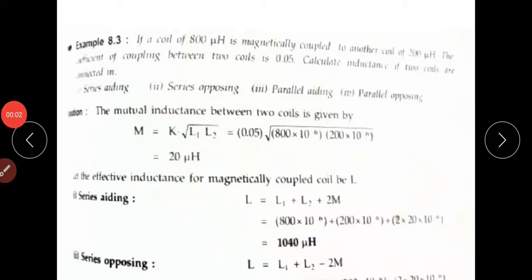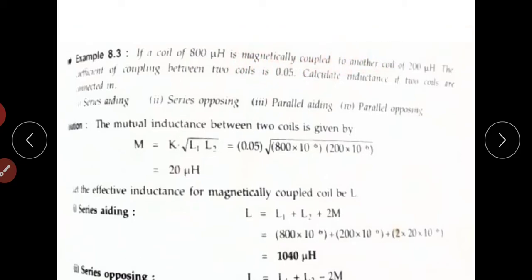Okay, now I would like to explain the problems on inductance. The first one: a coil of 800 microhenries is magnetically coupled to another coil of 200 microhenries, and the coefficient of coupling between the two coils is 0.05. Find the mutual inductance if the two coils are connected in series aiding, series opposing, parallel aiding, and parallel opposing.